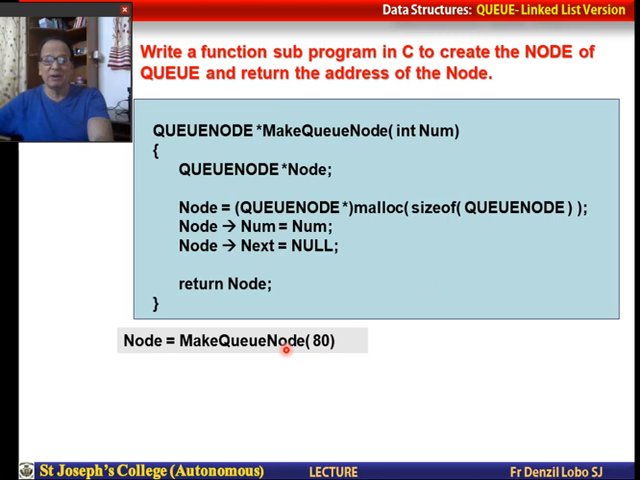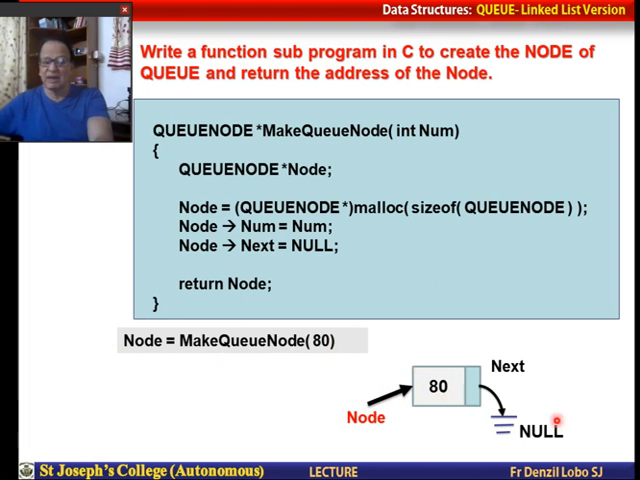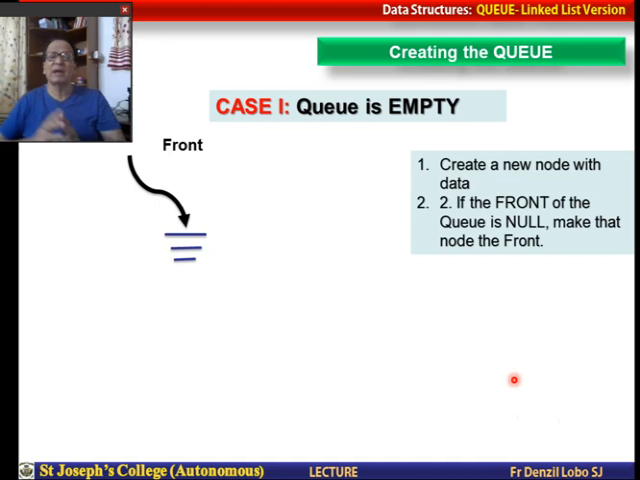For example, here we say makeQnode 80. 80 is going to be the data item in that node, then this node here contains the address of this node, which contains 80 and points to null. So with that we come to creating a queue. And as you know, when we create a queue, we have got the front of the queue and the rear of the queue.